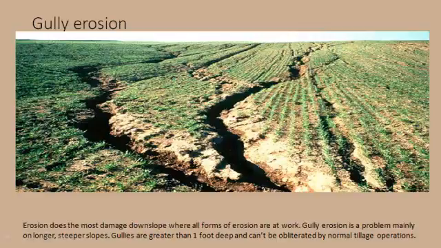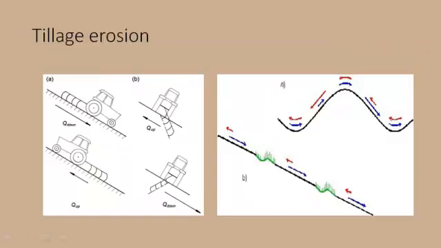And finally, we come to tillage erosion. And the thing about tillage erosion, it doesn't make any difference which way you plow, up and down slope or across the slope, or what type of tillage tool you use. The net movement of soil is down slope more than upslope. And the definition of tillage erosion is the progressive downslope movement of soil by tillage. During tillage, you lift the soil, and then gravity moves the soil downhill.